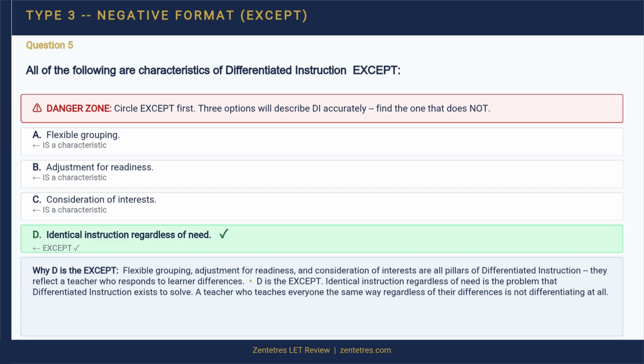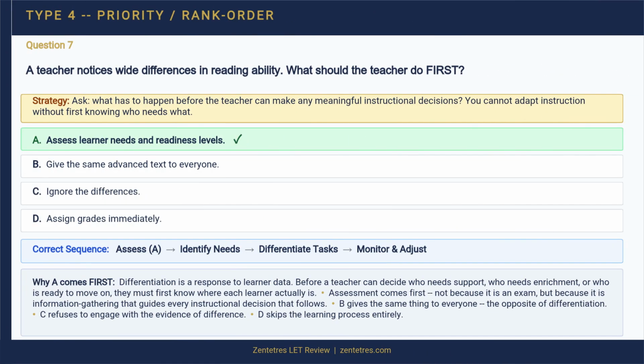C. Consideration of interests. Yes. When teachers connect learning to what students care about, engagement increases. D. Identical instruction regardless of need. No, this is the exact problem differentiated instruction was designed to solve. If instruction does not change regardless of who is in the room, then no differentiation is happening. The answer is D.